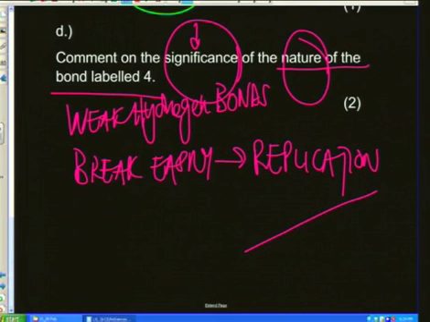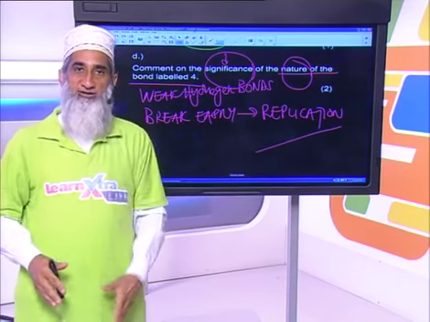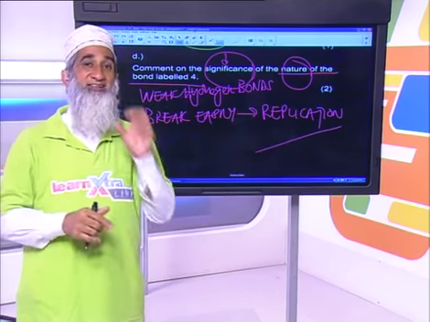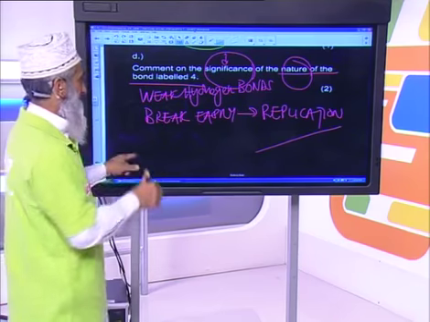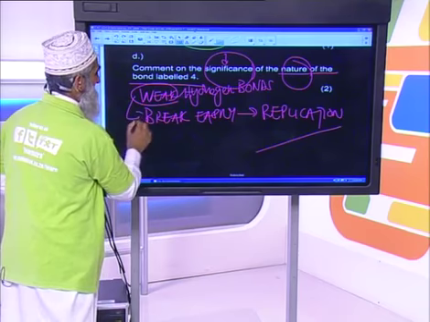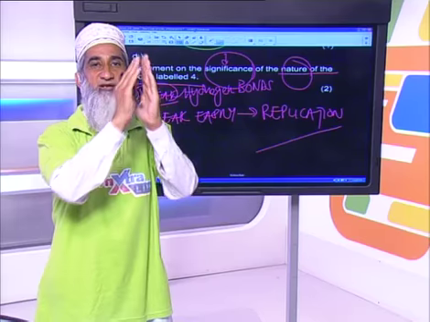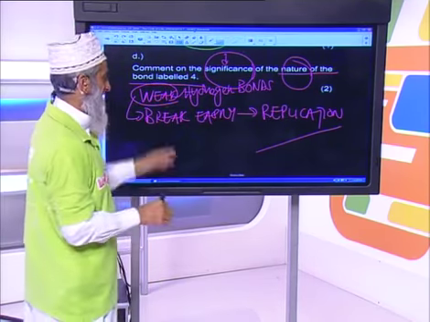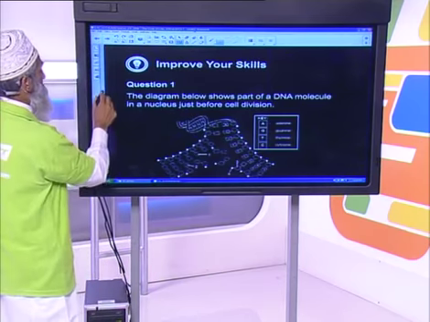Simple. Look at the question. If it's standing there staring at you, comment on the significance of the nature of the bonds labeled so and so. There's only one bond in a DNA molecule that we talk about for our study purposes, and that is the weak hydrogen bond. The word weak is important there. The fact that it's weak means it is easy to break this bond when replication takes place. That means the double strand separates into two, and then it can reform again after replication. I'm hoping we're all on the same page there.